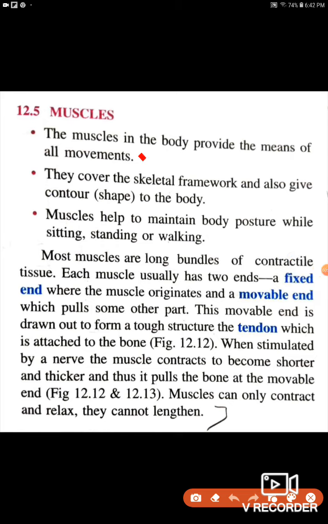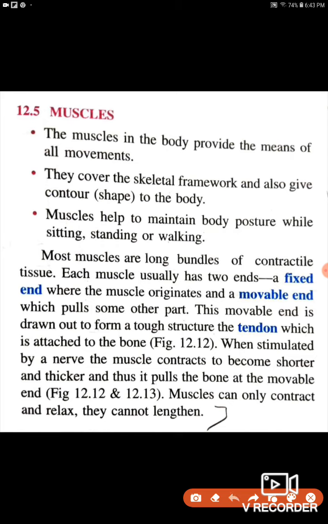First, they provide movements. Second, they give us a skeletal framework. They cover the skeleton and give us the framework. They also give contour, it means shape, to our body. Muscles help us to maintain the body posture while sitting, standing or walking.